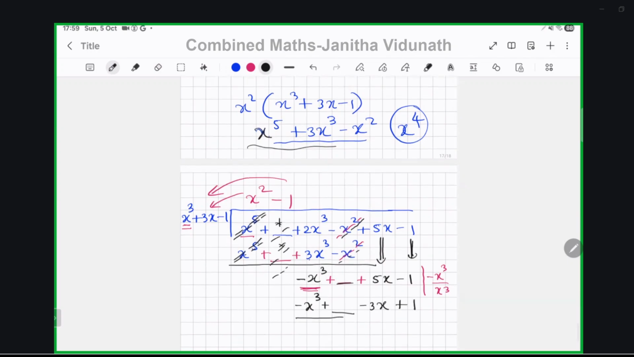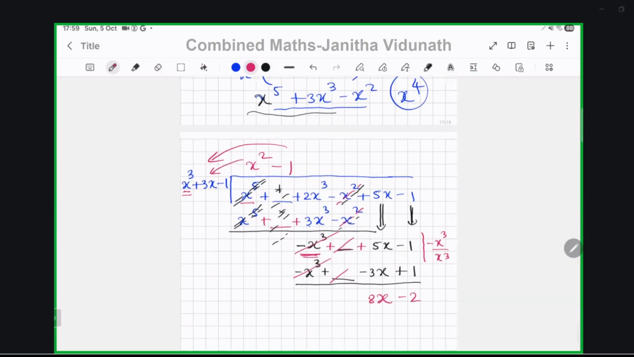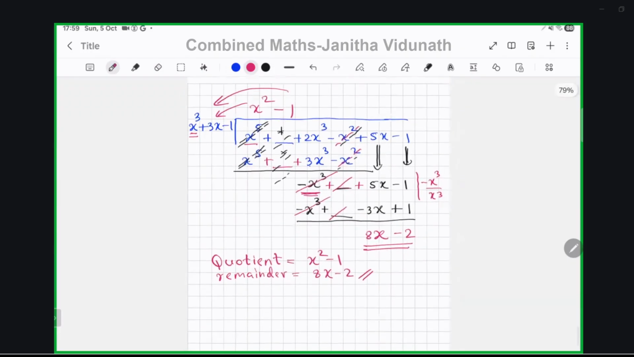Then we need to subtract those two terms. Then this x cube term will cancel out. There are no x square terms. Then 5x minus 3x means 8x, minus 1 minus 1 means minus 2. Then this is the remainder. That means our quotient is x square minus 1. Our remainder is 8x minus 2. Write down those things and do the next two questions, third question and fourth question.